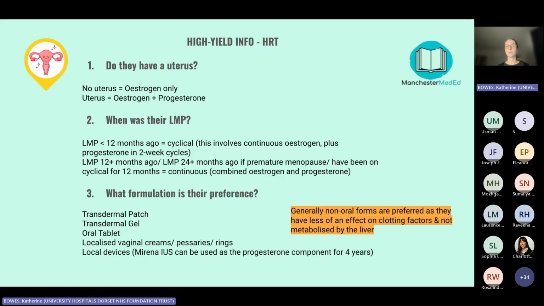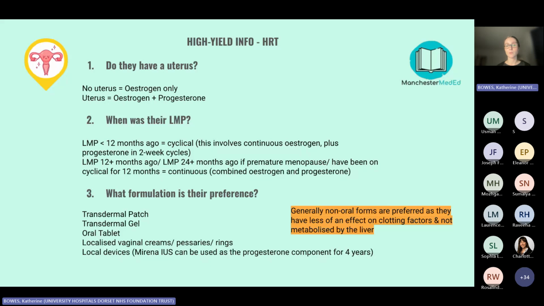Whereas if their last menstrual period was more than 12 months ago, so more than a year ago, or more than 2 years ago for a woman that has entered menopause prematurely, or they've been on cyclical HRT for a year already, then they can have continuous HRT. So that's where they have the estrogen and the progesterone the whole way through the month, and it doesn't change depending on what time of the month it is.